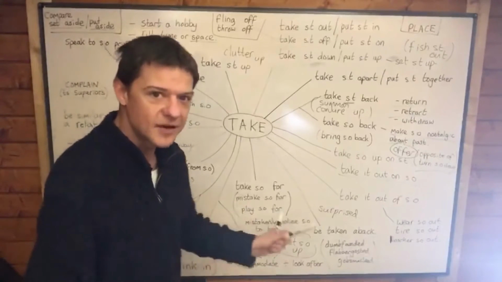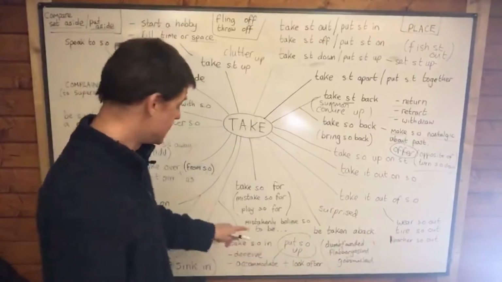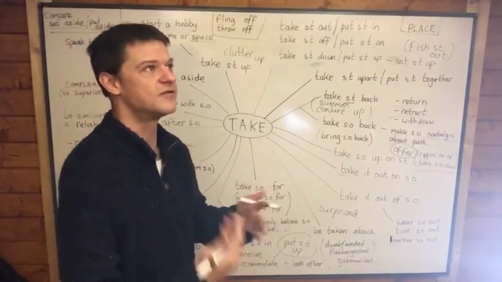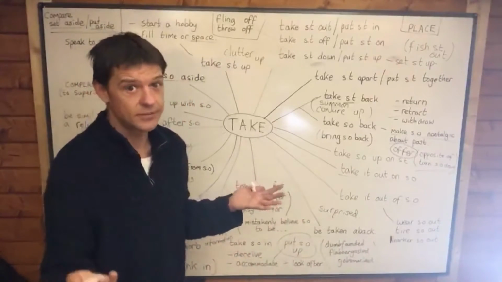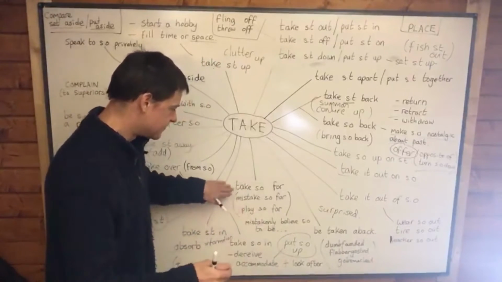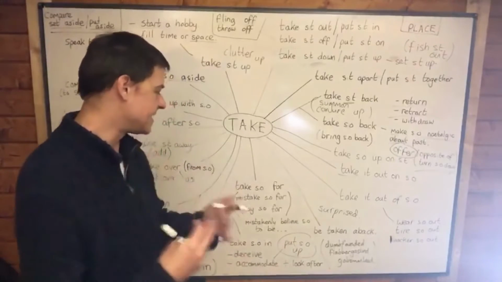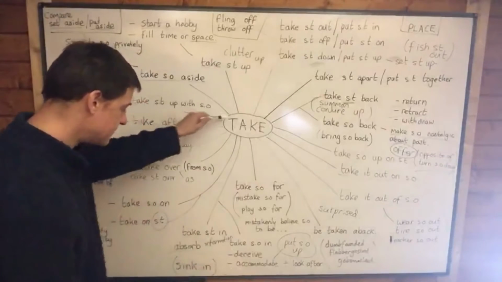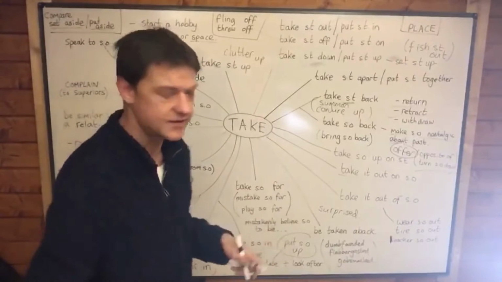And if you play someone for a fool, and all of these collocate very well with fool, if you play someone for a fool, it means you behave with them, you treat them like they're an idiot, but actually they may not be. So it's important to remember these three phrasal verbs, as they kind of mean mistakenly believe someone to be, and they're quite common.